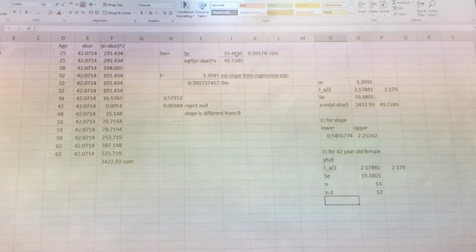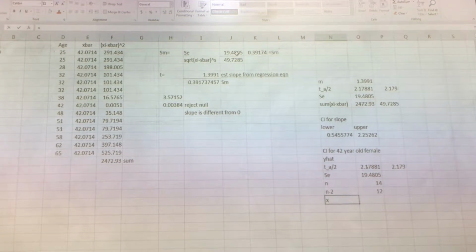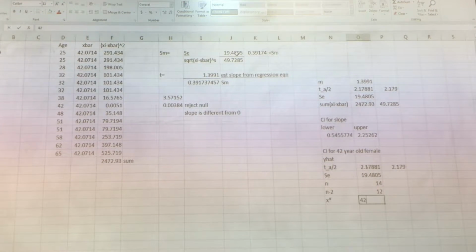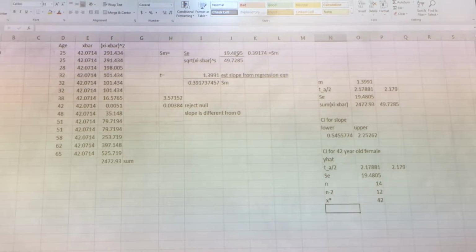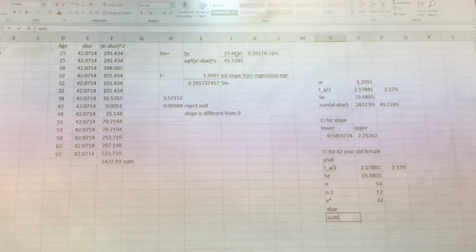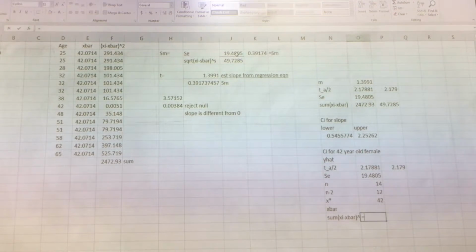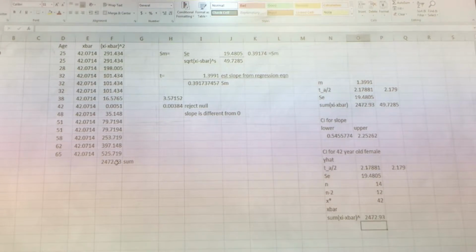We need to figure out our x star. Here, I'll put it that way. X star, in this case, she's 42 years old. X bar, and then we need the sum of xi minus x bar squared. Which I believe is this value right here.